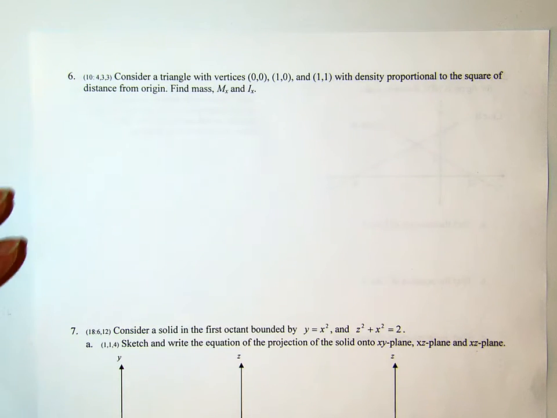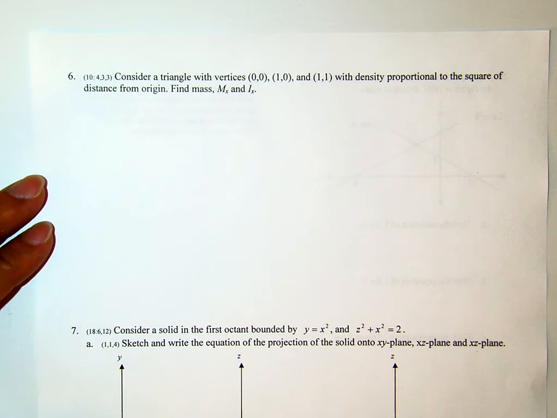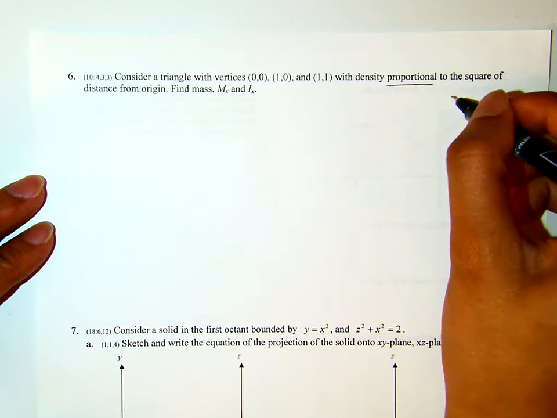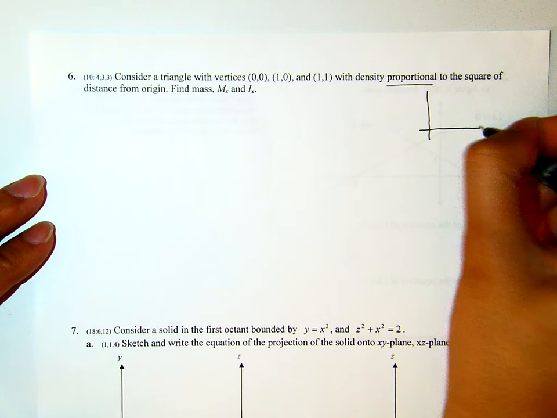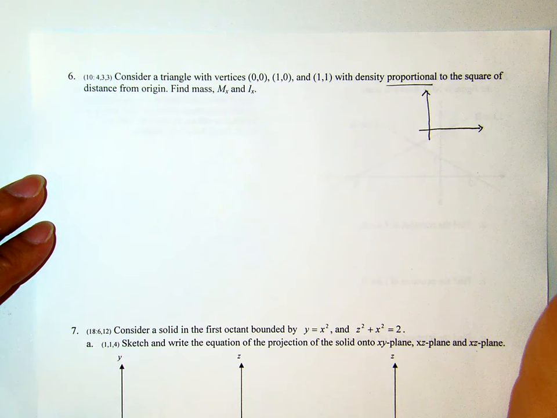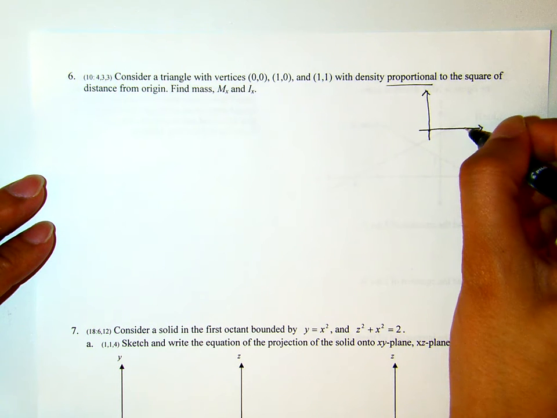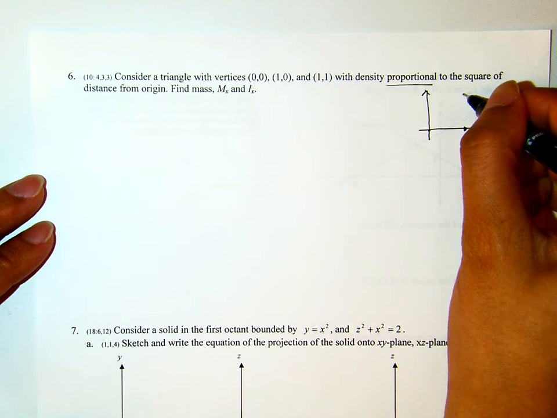The following is Summer 2009 Math 263 Test 3 number 6. Consider a triangle with vertices (0, 0), (1, 0) and (1, 1) with density proportional to the square distance from the origin. Now let me first sketch the domain: (0, 0), (1, 0), (1, 1).